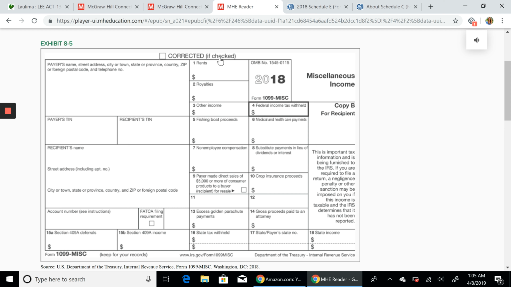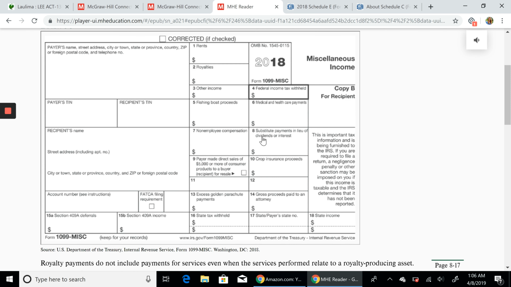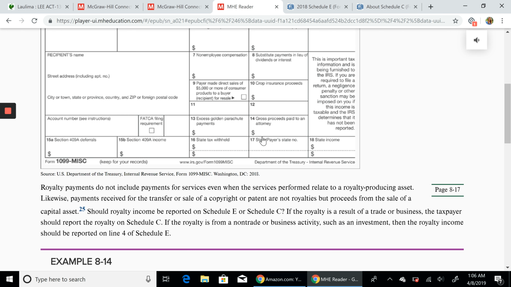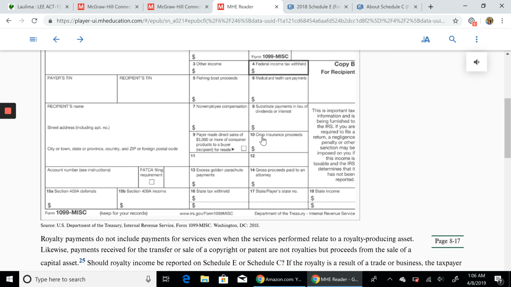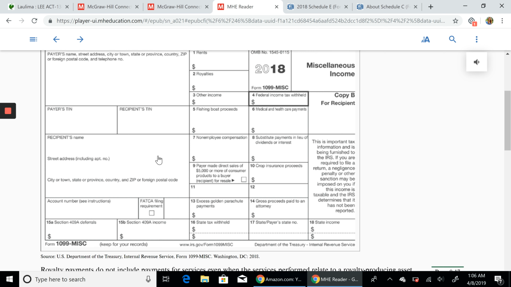You can see it also reports rents in box 1. So if a business is renting a property, then they report the rent that they paid to the owner of the property using this form. That's because they're going to take that expense as a deduction on their return. So you only have to file this if you're a business wanting to deduct the amount that you paid on this form.